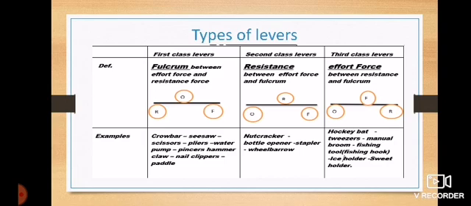The second class lever has the resistance between the effort force and the fulcrum, like the nutcracker, bottle opener, stapler, and wheelbarrow. Number three, the third class lever has the effort force between the fulcrum and the resistance force, like the hockey bat, tweezer, the manual broom, the fishing tool, and also the ice holder and sweet holder.